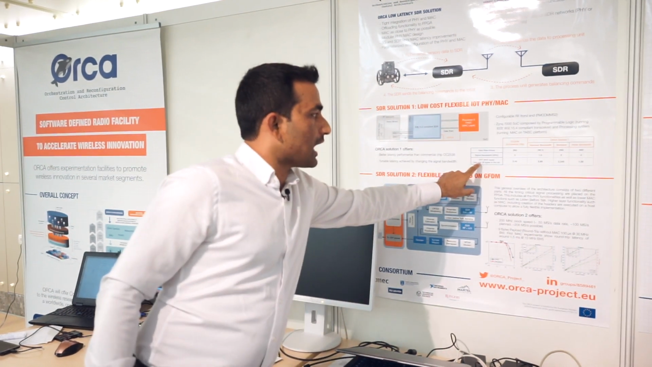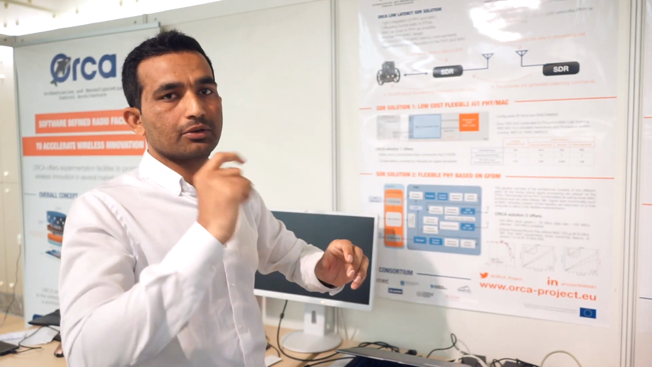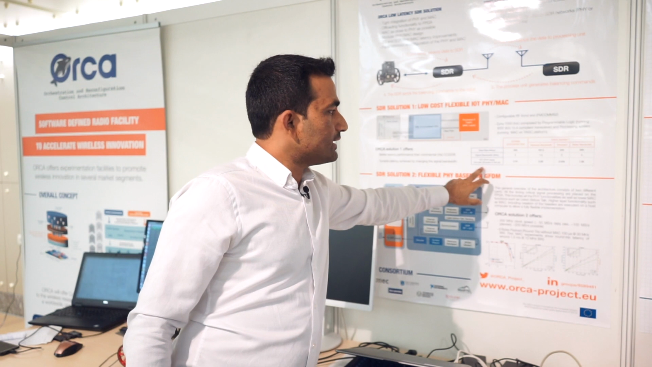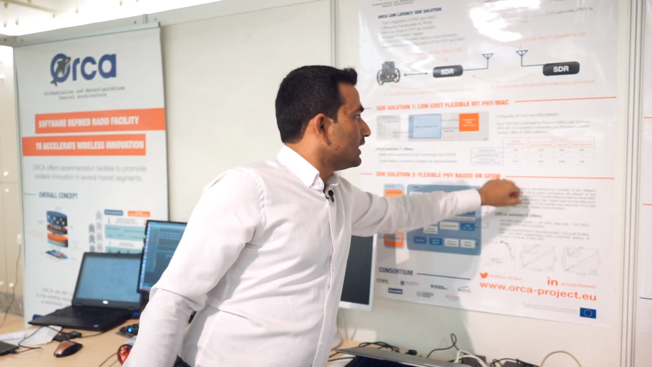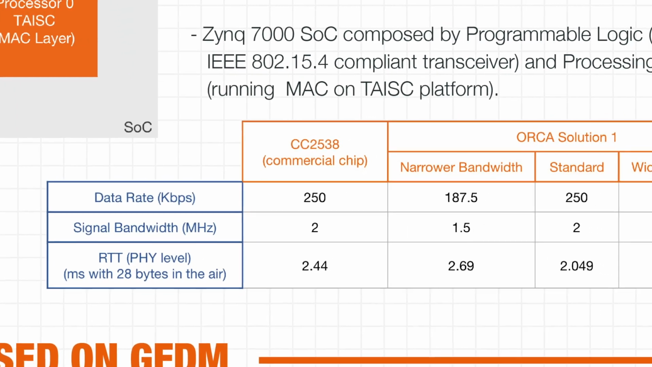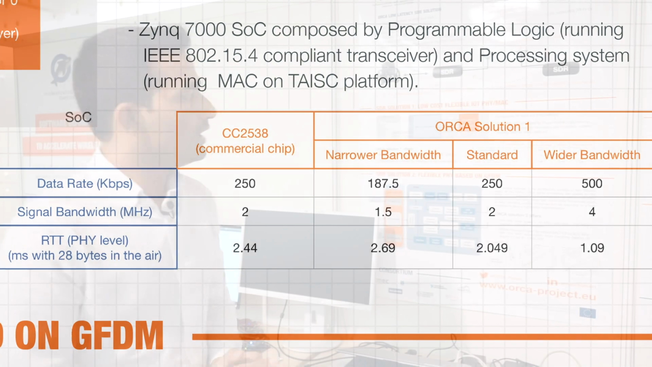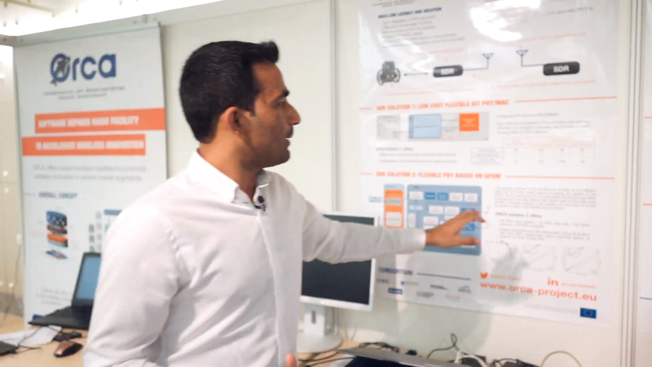This is the round trip time. It means if you send a packet and receive it back, that time is called the round trip time. We sent 28 bytes and compared the results. In standard mode we have 2.05 milliseconds, while the commercial chip has 2.44 milliseconds. Even in standard mode we have better latency performance, about 16%. And how do we achieve it? I already explained the steps to achieve better latency.